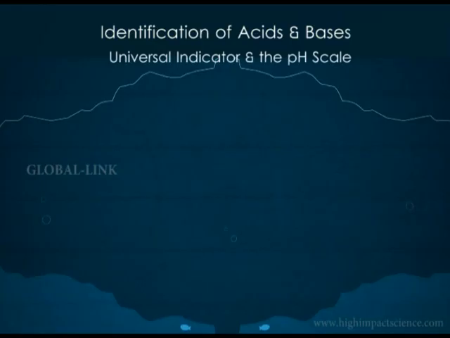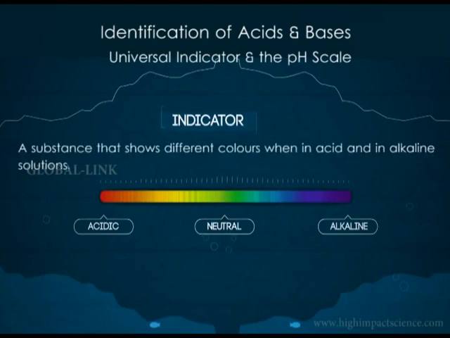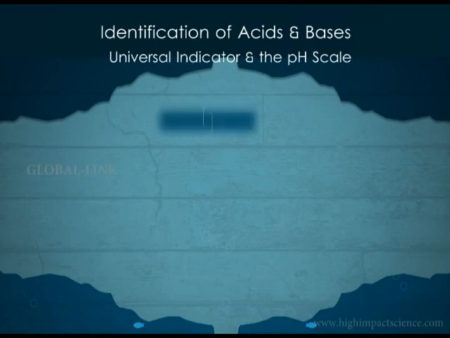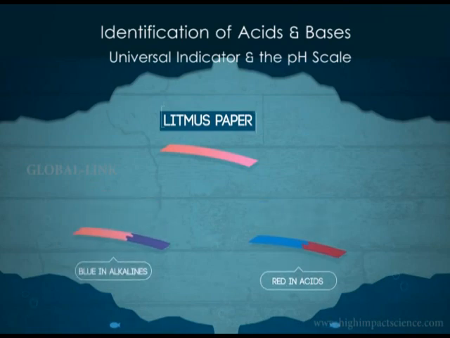Universal indicator and the pH scale. So we can tell if something is an acid, alkaline, or neutral by using an indicator. Indicators are substances that show different colors when they are in acid or alkaline solutions. Litmus paper is the simplest indicator that tells us whether something is acidic or alkaline. It is made from lichen, which has been used to dye clothes for hundreds of years.